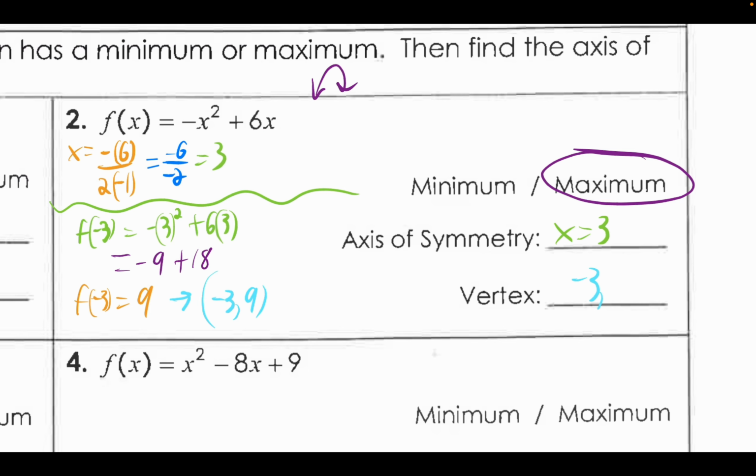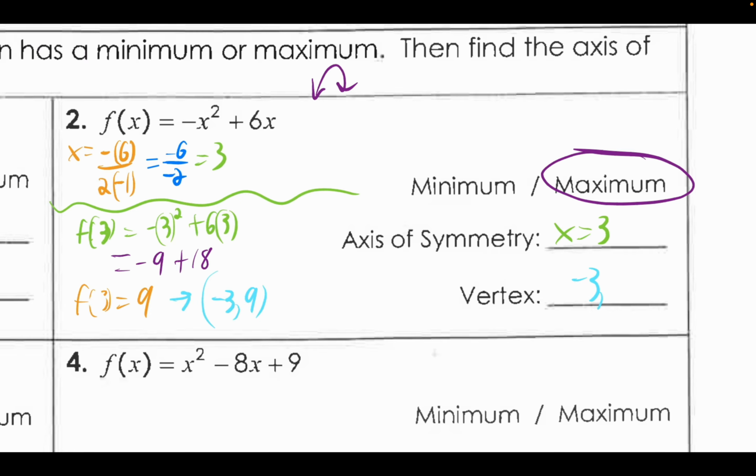Sorry, positive 3. I said negative 3 a lot of places. My apologies, everybody. So this should have been a positive 3 in our function because we got positive 3 for our axis of symmetry. I apologize for anybody I confused there. I probably confused a lot of us there.